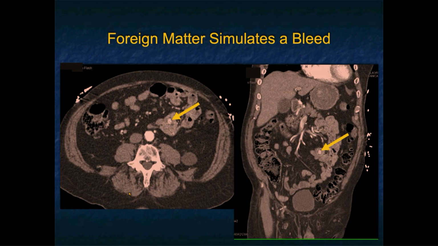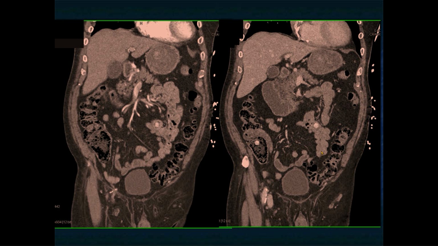But just to show you a couple potential errors, if you look at this case, this looks like a bleed here. There's something high density. But if you look at it from arterial to venous, it's exactly the same. So if it's foreign matter, it stays in the same place for those 40 seconds. It's the same shape and the same density. And you can see here, there's one area here and one area by the cecum, stayed exactly the same.